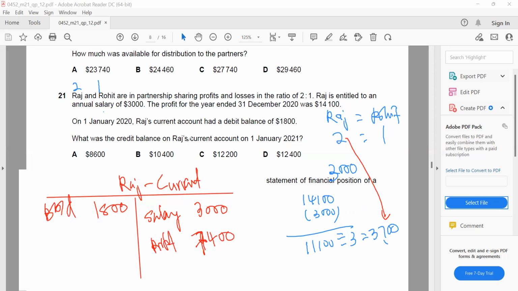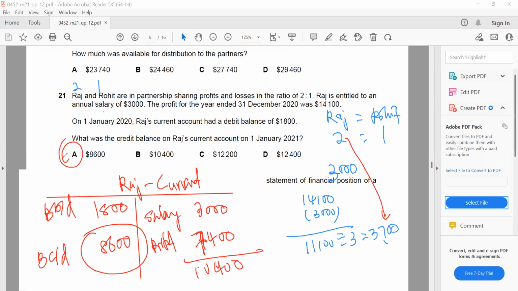Now, what was the credit balance on the Raj current account on 1st? So the balance carried down is in here, because this side is 10,400. Take 10,400 minus 1,008, which is 8,600. So this one is the amount for the A. Okay, 21 is A.